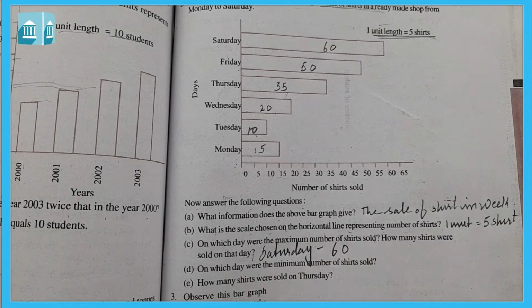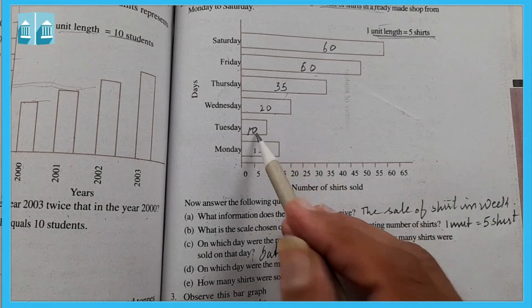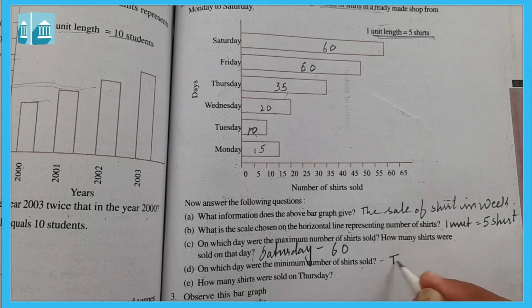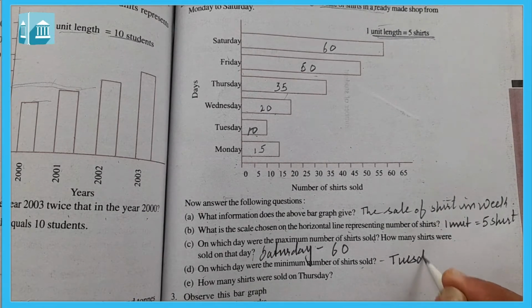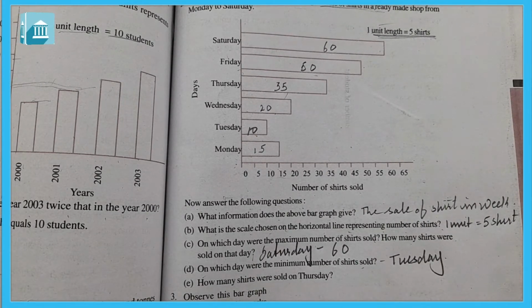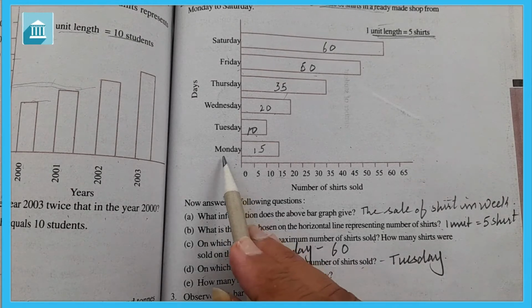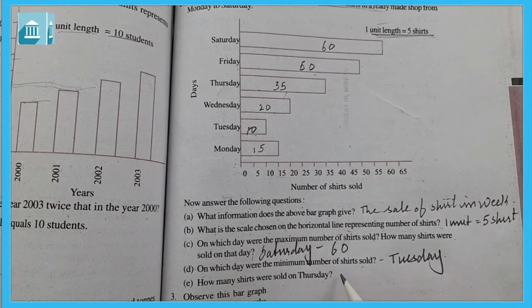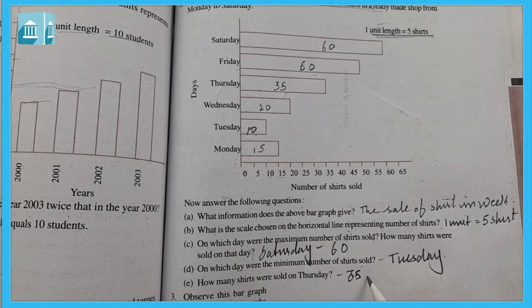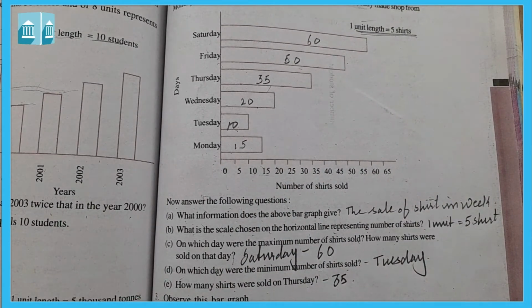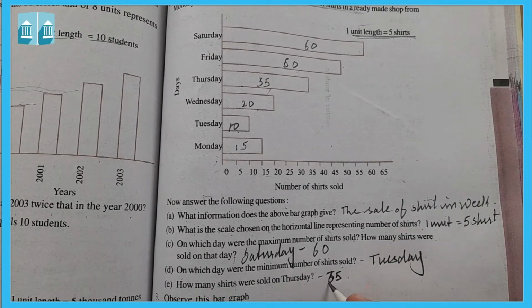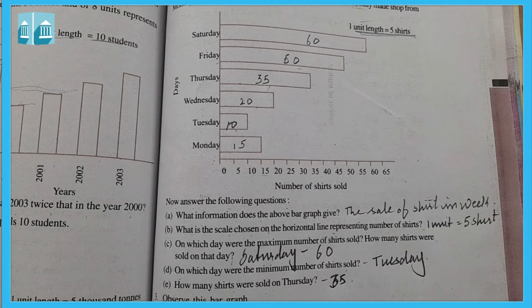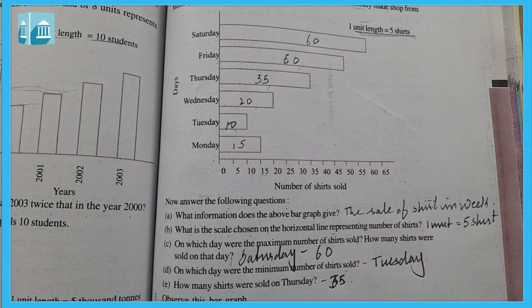60. Then on which day were the minimum number of shirts sold? Minimum number is on Tuesday. We can write here, the answer is Tuesday. Then again it is asked here, how many shirts were sold on Thursday? On Thursday it sold 35. So in this way we can give the answers to all of these questions.